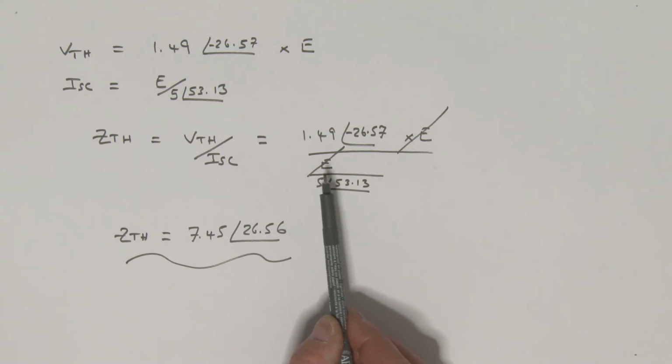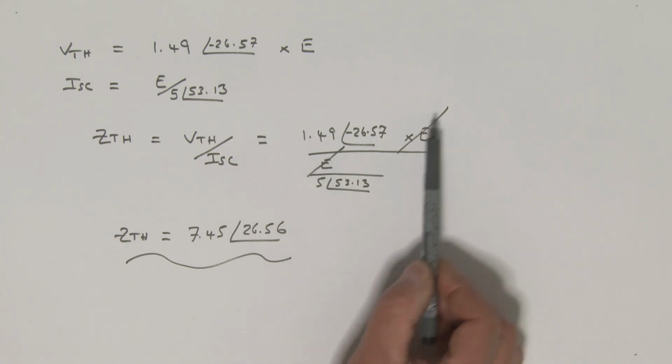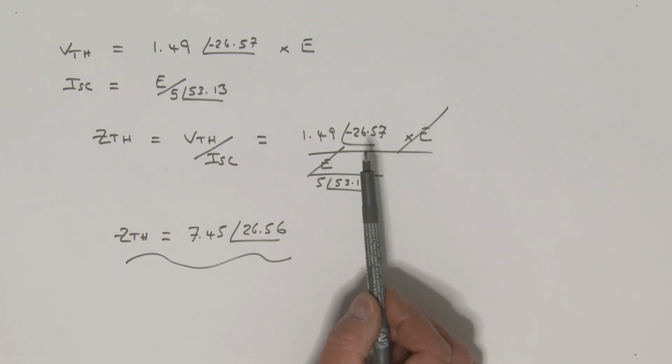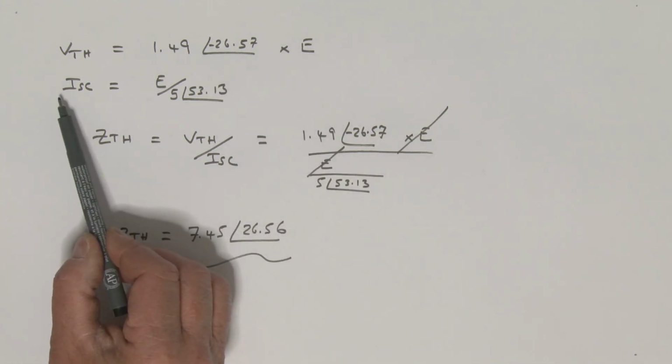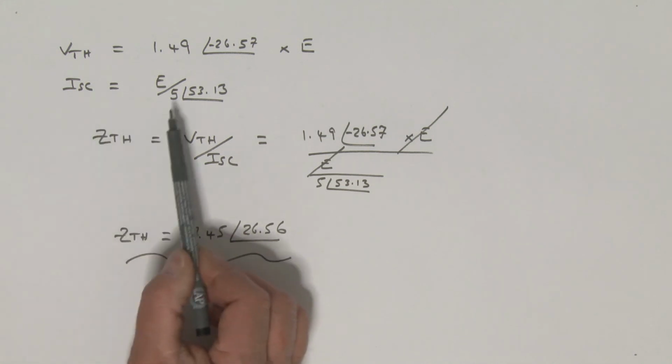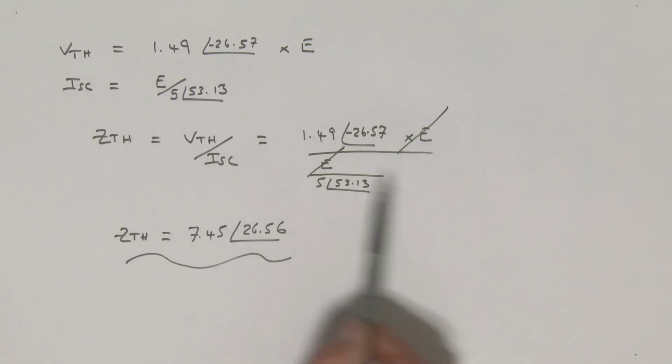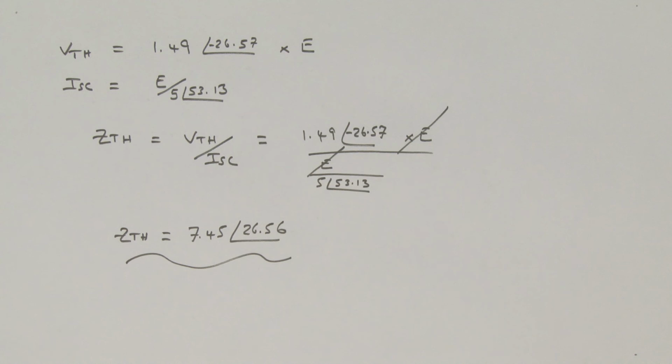So I just wanted to show you that, and that's basically why it didn't matter whether that source had an angle associated with it: in that calculation, the Thevenin voltage has the E in it, and the short circuit current has the E in it, and they simply cancel each other out.